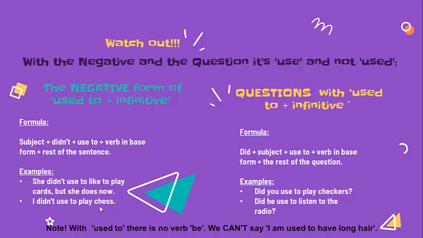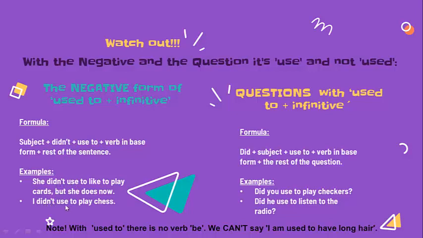Be careful. The negative form of used to plus infinitive. The formula is subject plus didn't plus use to plus verb in base form and the rest of the sentence. Examples: She didn't use to like to play cards, but she does now. Okay, we have didn't. That's why we don't have this verb in past simple, because we already have the auxiliary here. The same happens with the second example.